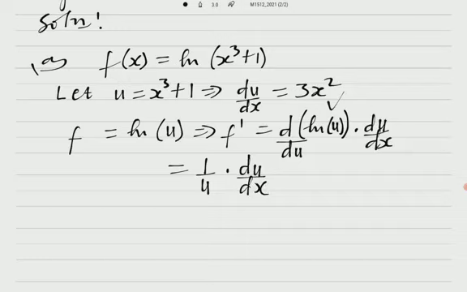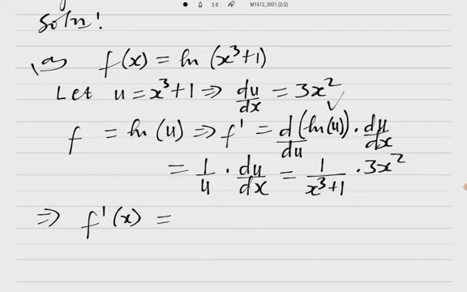And always, if we're given a function in terms of x and we made a substitution, leave your function the way it was given. Leave it in terms of x. That means we need to substitute back what is u and then substitute du/dx. If we substitute back what is u, we have 1 over x cubed plus 1 times du/dx, which is 3x squared, which implies that the derivative of f of x, which was given, is nothing but 3x squared over x cubed plus 1. Interesting.